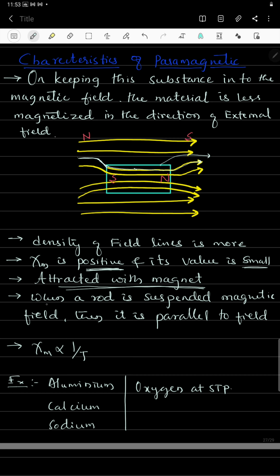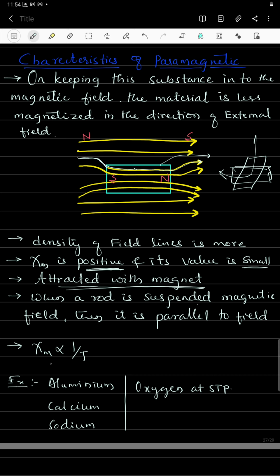And the next one is that when a rod is suspended in a magnetic field, it becomes parallel to the field. See here, if the magnetic material is like this and you place this material into this field, then what will happen? Automatically, it will turn and align parallel to the magnetic field lines. So that is the property of paramagnetic substances.